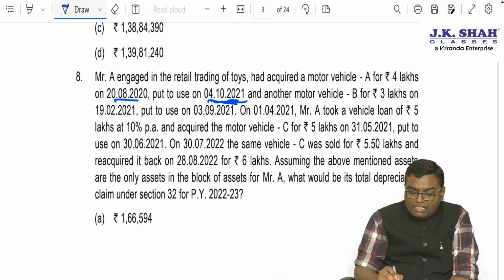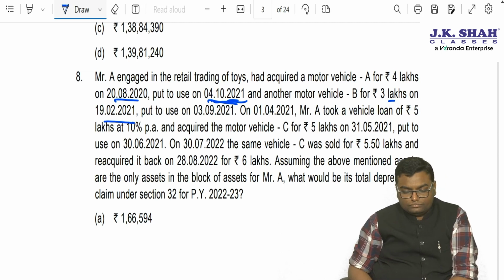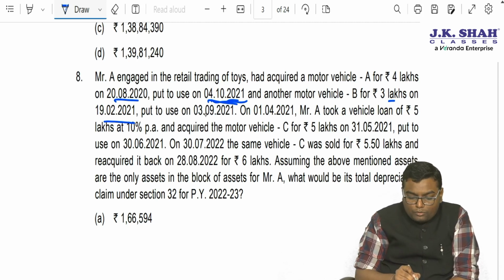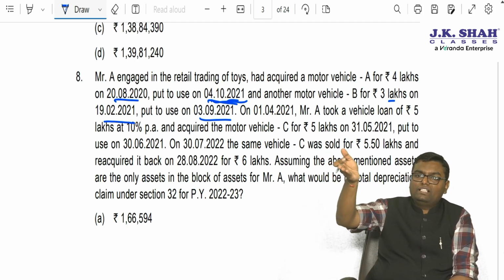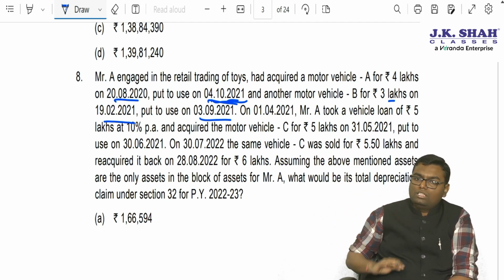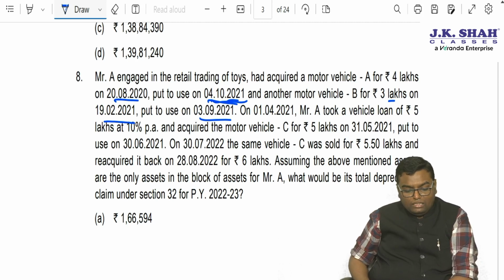Another motor vehicle B is also purchased for rupees 3 lakh on 19th February 21, but put to use on 3rd September 21. So again over here it is acquired in one year and put to use in 21-22. The half depreciation concept again will not come.